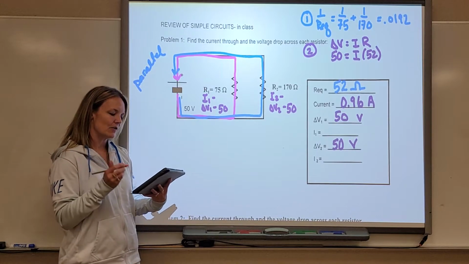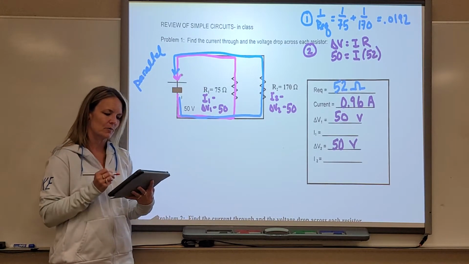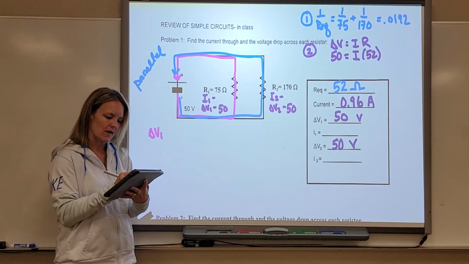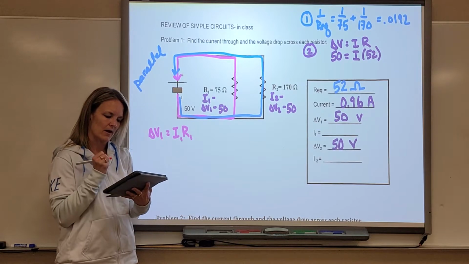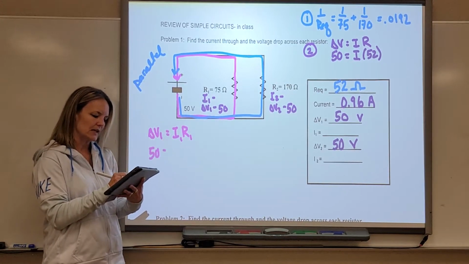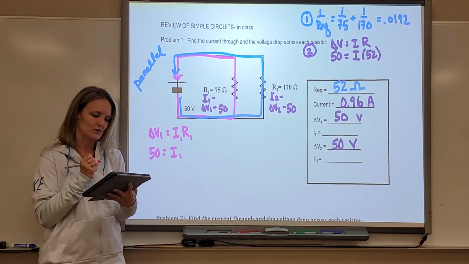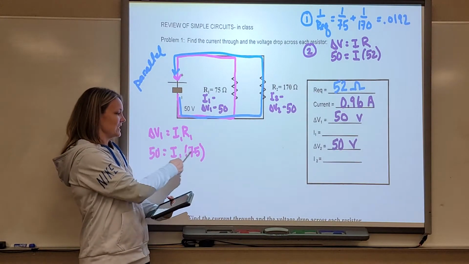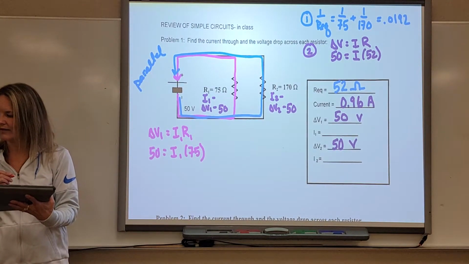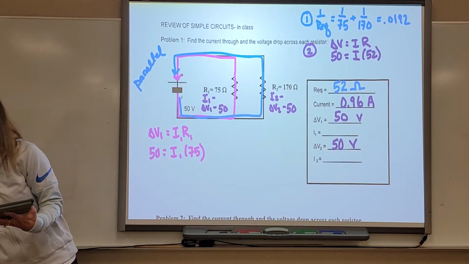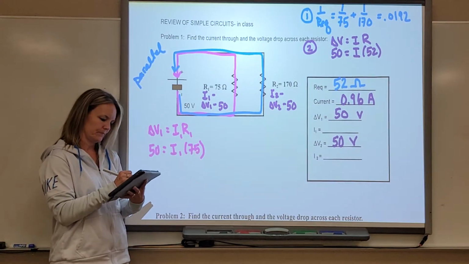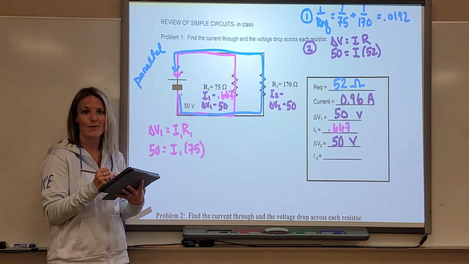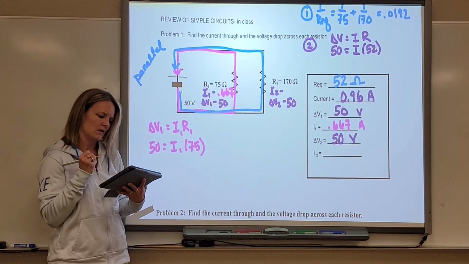In order to find the current, I'm going to switch colors and do the pink one first for resistor 1. So resistor 1: delta V1 equals I1 times R1. I know the voltage is 50, I want to solve for the current through resistor 1, and the resistance is 75. If I take 50 and divide by 75, I get 0.667. I'll put it right here as well. You can round that to 0.67, however you want to do it along the way.